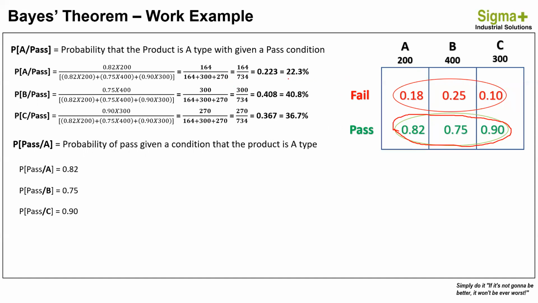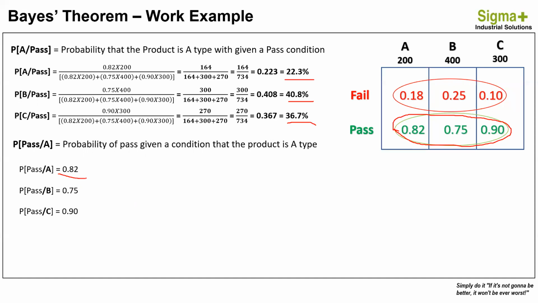So we can see that the probability of A subjected to pass will be 22% or 22.3%. The probability of B subjected to pass condition is 40.8%. Probability of C subjected to the pass condition is 36.7%.